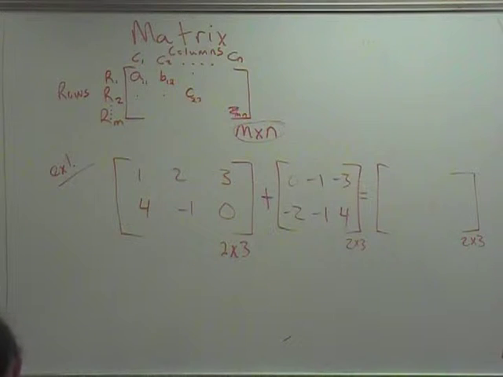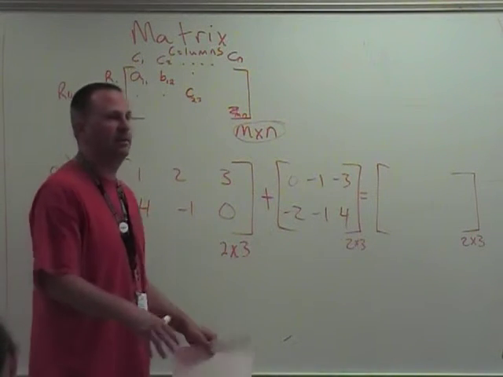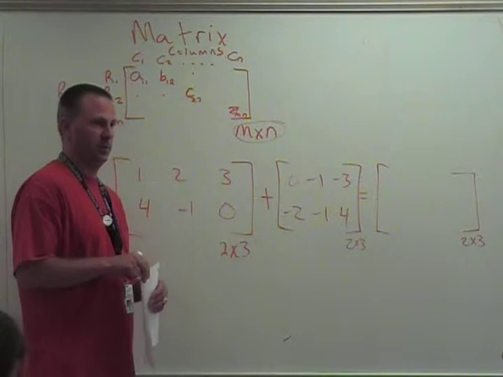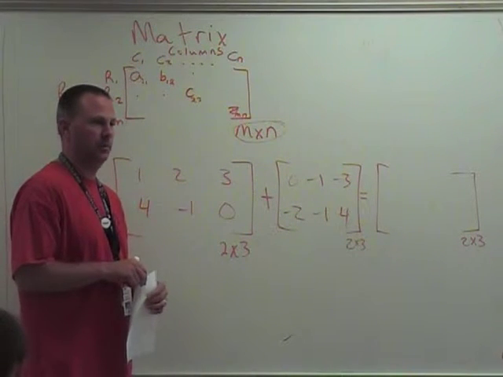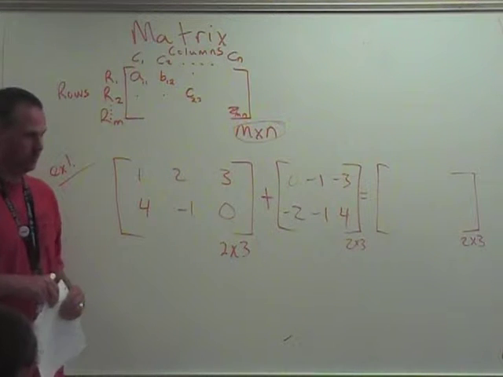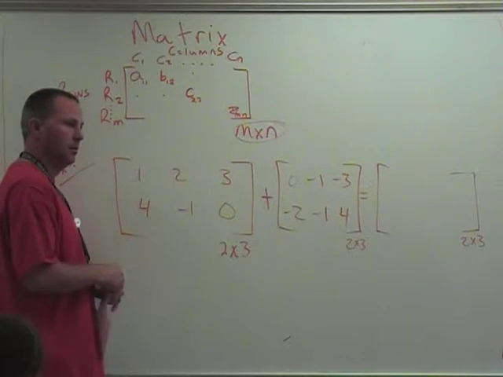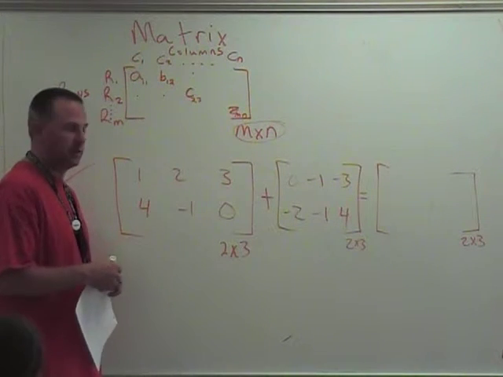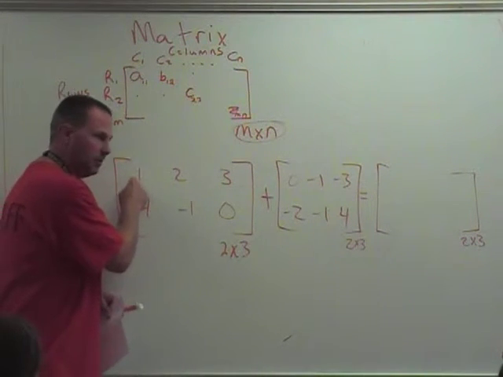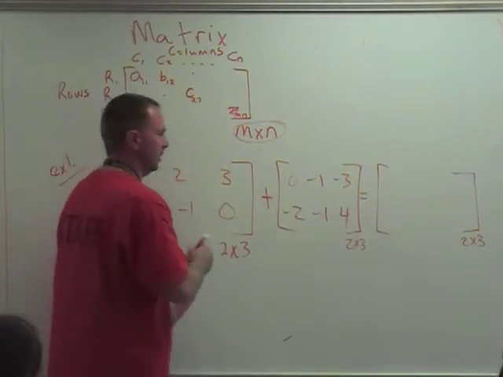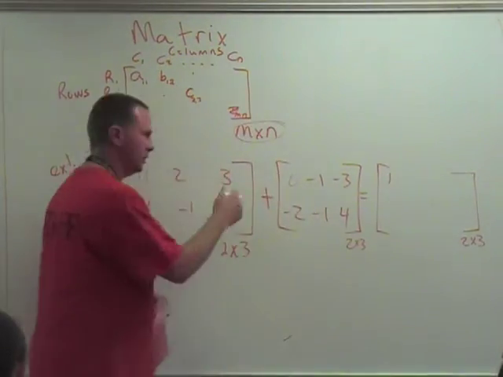Guess what you're going to do? Somebody explain the best they can what you think you should do. Ready? What do you think we're going to do? Like add the columns, like row 1, column 1, row 1, column 1. Yeah, the exact same entries get added together. Row 1, column 1 better be added to row 1, column 1. So 1 plus 0 is 1, and so on and so forth.